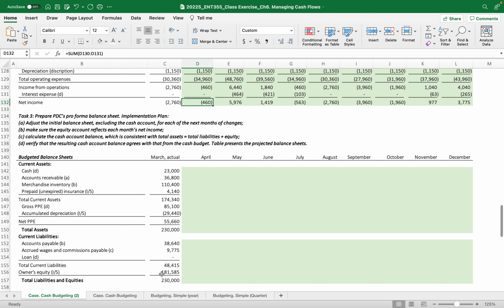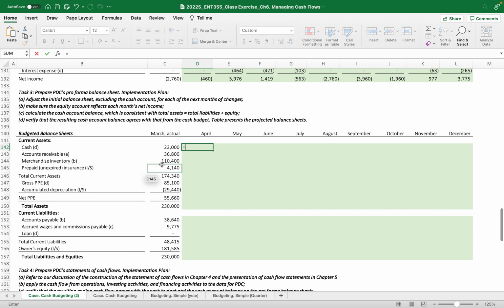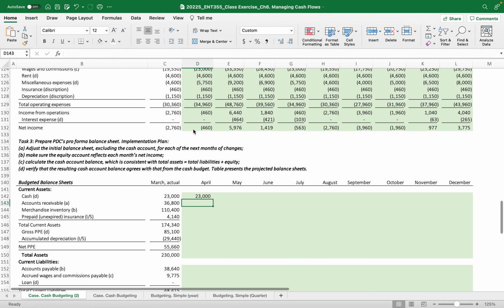And then we need to calculate the cash account balance, and we already calculated it on the cash budget schedule. I also indicated the letters, the indicators, where these numbers should be collected. Here, let's get started. From the cash budget, here we have the ending cash balance already calculated, right? Then the accounts receivable. Accounts receivable is the credit sales of that month.